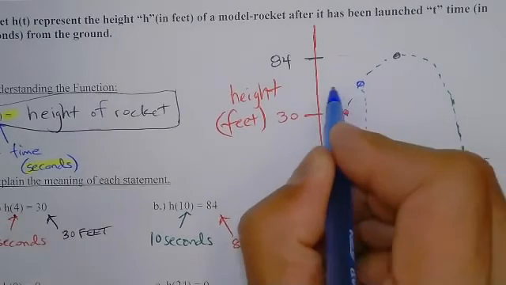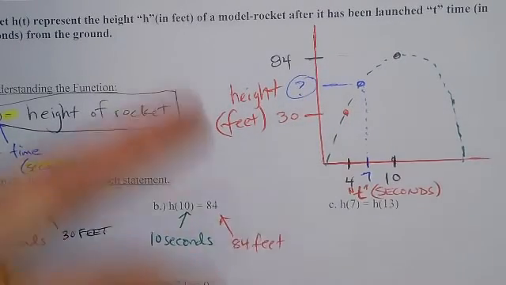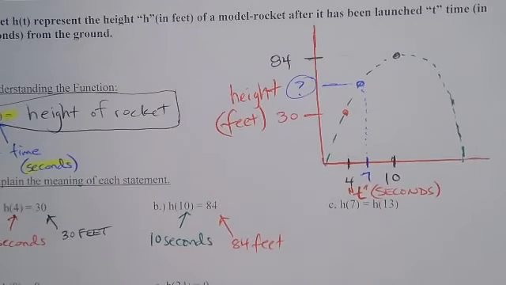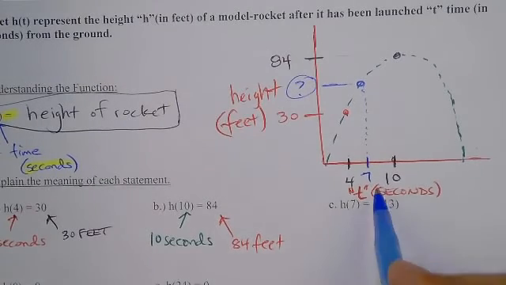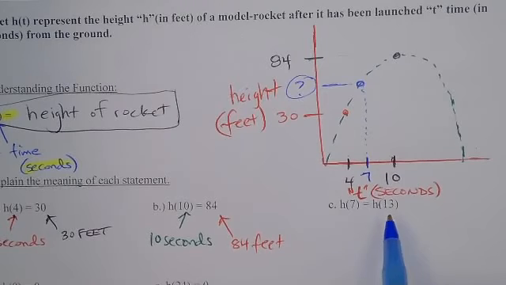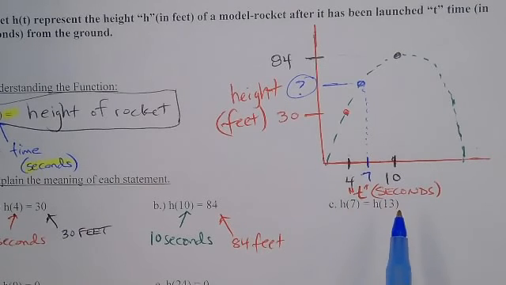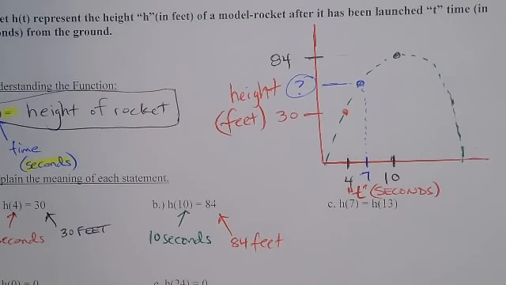If that's 7 and I go up, and it hits about right here, I don't know what this height is. Everybody agree? I don't know. I know it's between 30 and 84, but I don't know. But how is it that at 7 seconds, whatever this height is, it's the same as 13? Go ahead, Jaden, continue. So at 7 seconds, when going up, it reached the same amount of feet as 13 seconds going down.